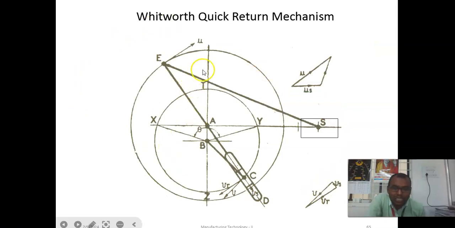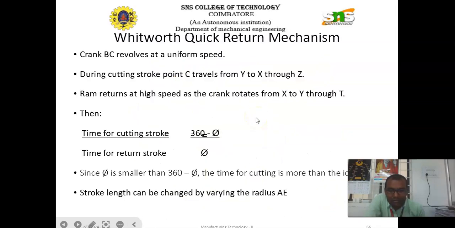This is the 2D diagram of the Whitworth quick return mechanism. As we had already discussed, this is the bull gear, this is the rocker arm, this is the crank pin, and this is the RAM portion which is connected with the bull gear. Crank BC revolves at uniform speed. During the cutting stroke, point C travels from Y to X through Z. The RAM returns at high speed as the crank rotates from X to Y through T.